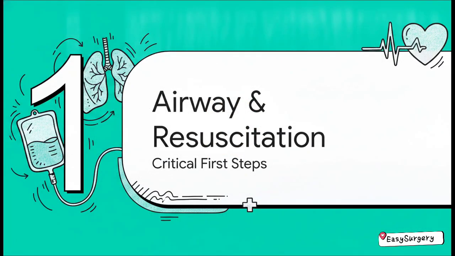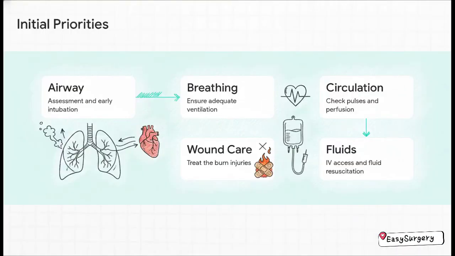Airway and initial resuscitation. Let's dive right into the absolute most critical first steps when a major burn patient rolls through your doors. These overarching priorities directly answer some of the most frequently tested clinical questions. If you're ever asked for the #1 first priority in managing a major burn patient, it's always airway assessment and management. And once that airway is locked down, you move through breathing and circulation, straight to IV access and fluid resuscitation. Only after all that is sorted do you even think about wound care.